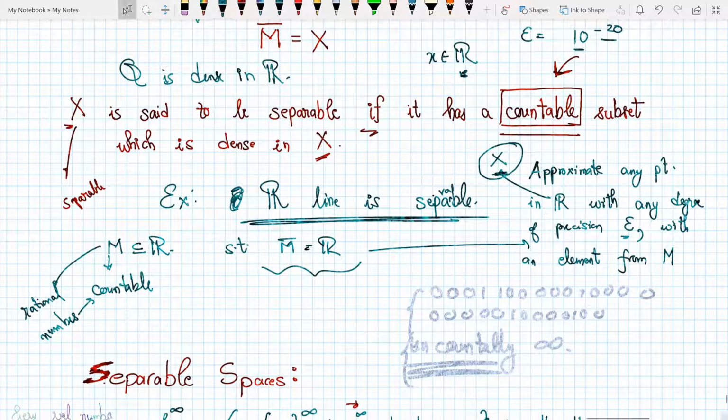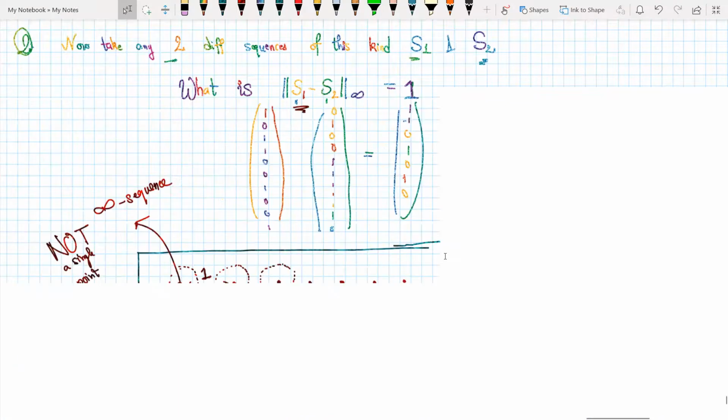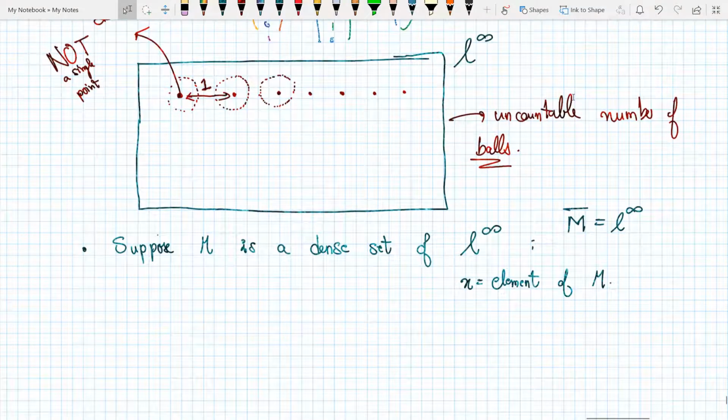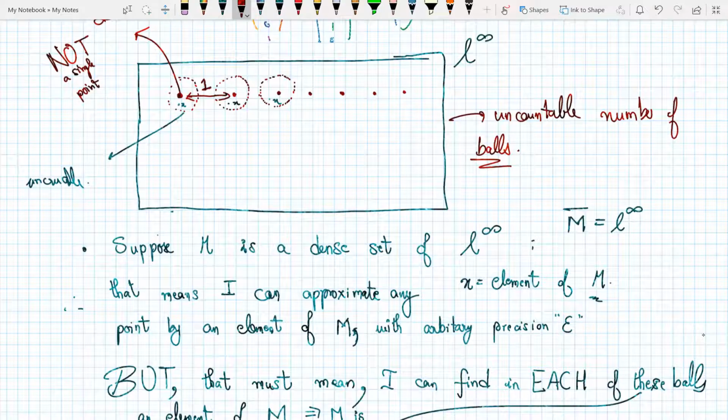Okay, so now coming back to our case, we had the L infinity space, and then I said, okay, suppose M is a dense subset of L infinity. Now the case in hand is, till now I have defined that this is my space L infinity, and these points are sequences, and the distance between any two elements is 1. And now I say that suppose M is a dense set of L infinity.